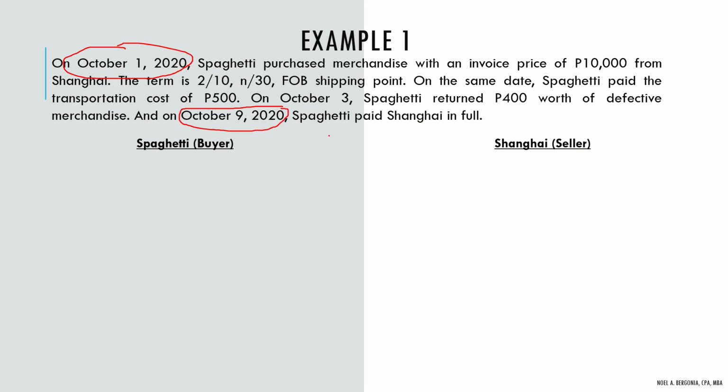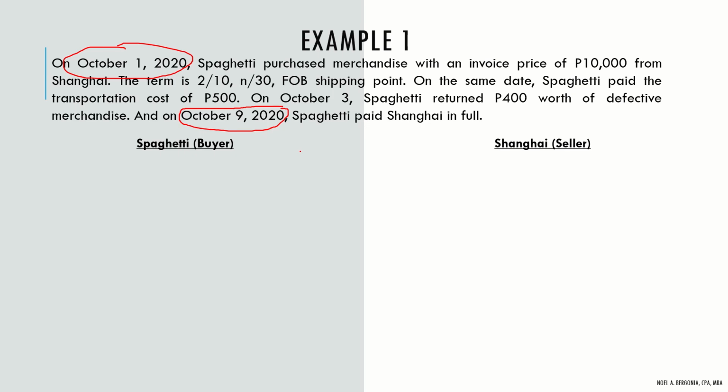Actually, pag binilang natin, October 1, di ba? Ang starting of the counting would be on October 2. 2, 3, 4, 5, 6, 7, 8, 9, 10, 11. Up to October 11, yun po yung deadline ng 10 days na for discount period, no? Pero dahil October 9 yan, ibig sabihin the customer has availed yung discount.